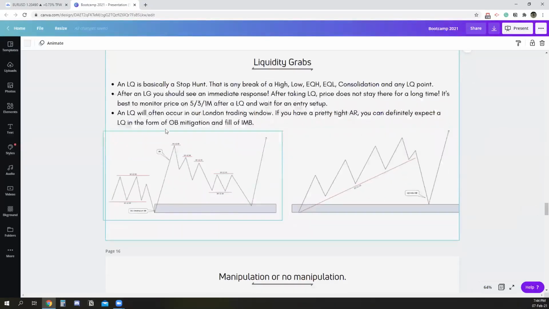Very nice. A liquidity grab will always occur in the London trading window. So we're going to have that liquidity push, liquidity grab above or below the Asian session.